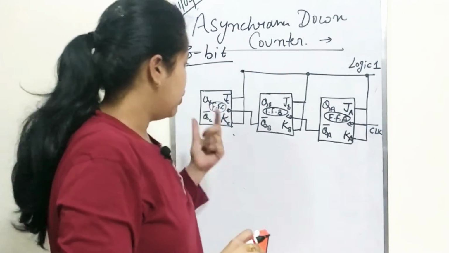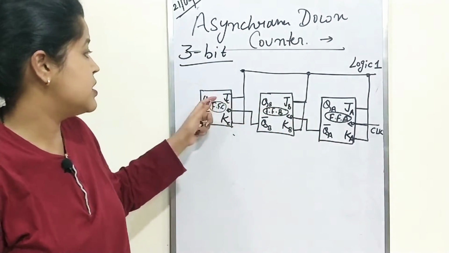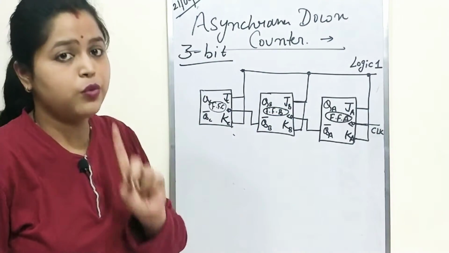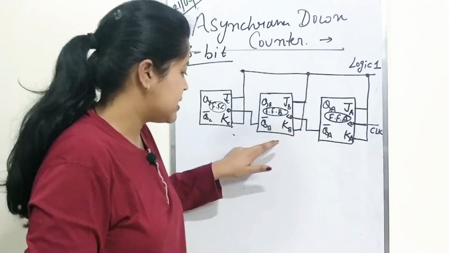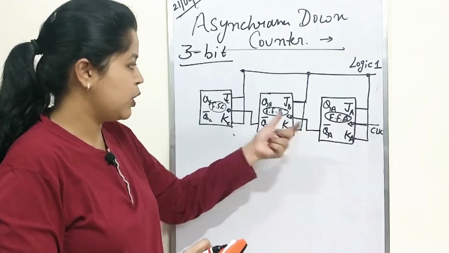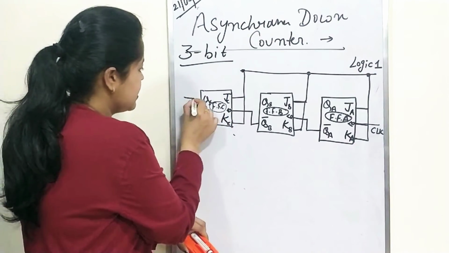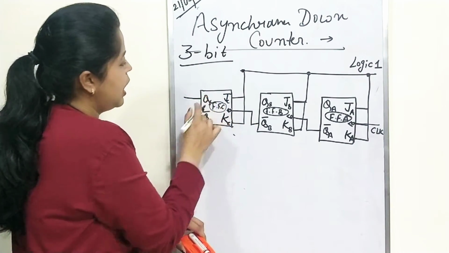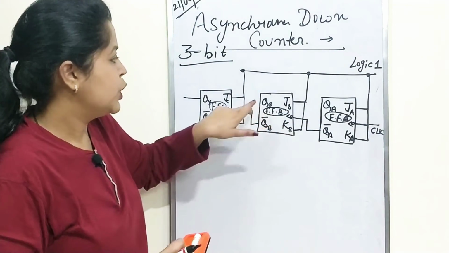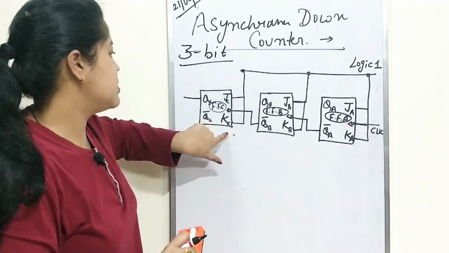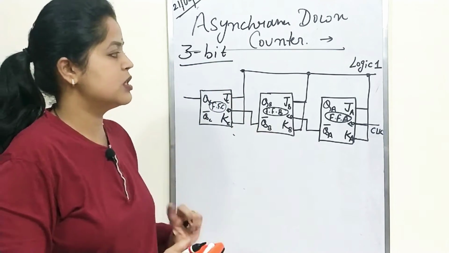Fine. So all the flip-flops in terms of their direct inputs JA, KA, JB, KB and JC, KC are directly connected with logic 1. While the clock is applied directly to the first flip-flop, for the second and third flip-flops I am providing the output of the previous flip-flop. This is the proper circuit and this is QC, the output of the third flip-flop. QA is the output of the first flip-flop, QB is the output of the second flip-flop and QC is the output of the third flip-flop. This is the circuit diagram of a 3-bit asynchronous down counter.